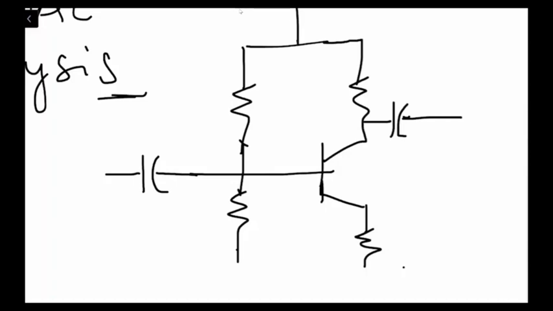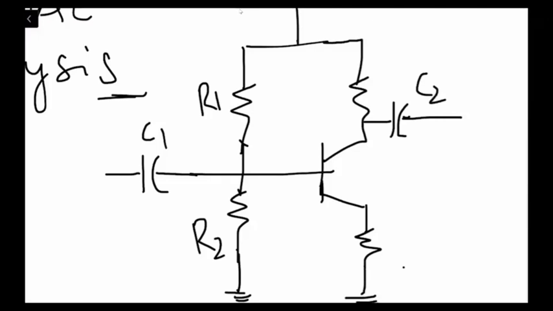And with this we say this is R1, this is R2, this is C1, and this is C2. With that we have a resistor in the emitter leg, which we normally call RE, and over here we say this is RC.